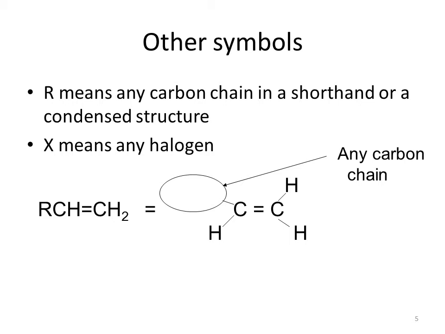Down here in this little structure that I've written on the bottom, it's showing you how that R can work. This R-CH=CH2 means there's some carbon group that is attached to a carbon, which then has a hydrogen on it and a double bond to another carbon with 2 hydrogens. That R group is really used a lot, so we're going to have to get used to understanding what it means.